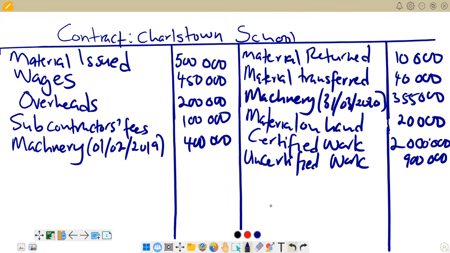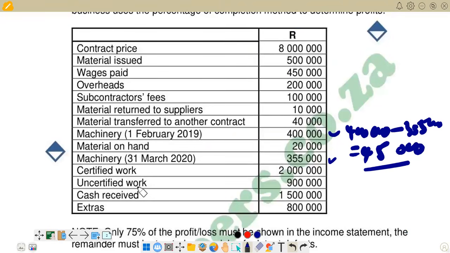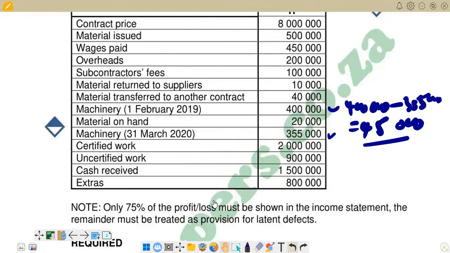Right. So this is the information that we have according to the table. You can go back to check. So the information that we are left with is cash received, which is 1,500,000, and extras, 800,000. These amounts, we don't enter them in this contract account. So with that, we can go down to the additional information that we are given there.